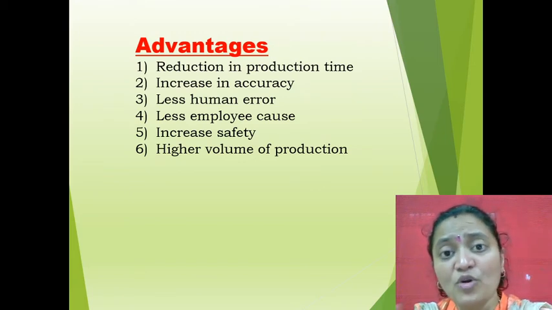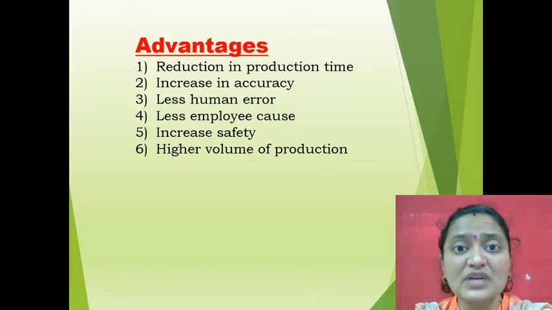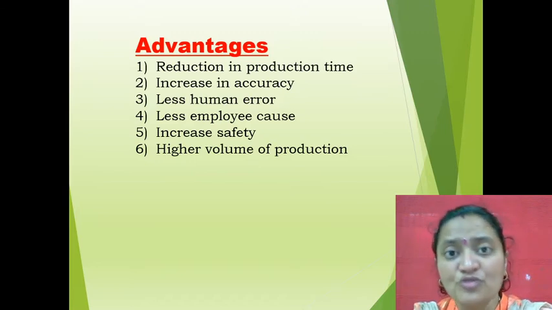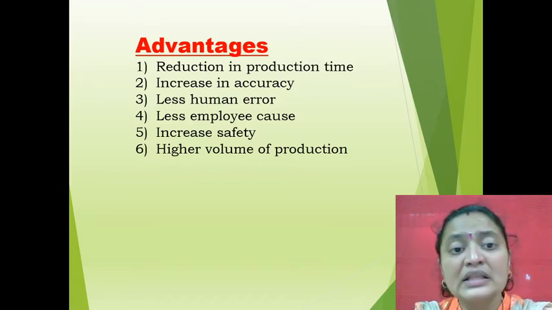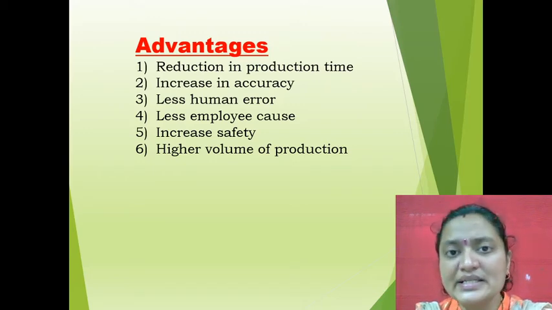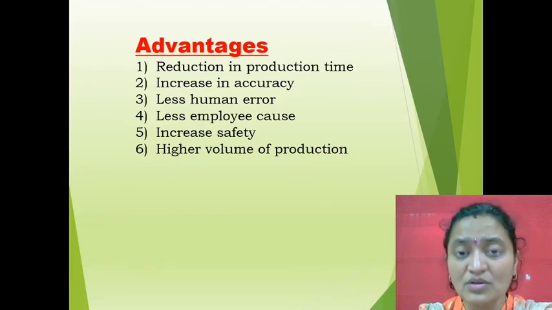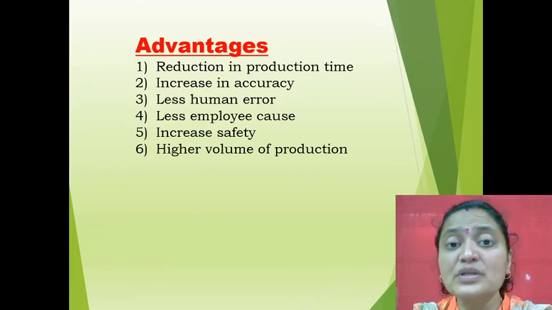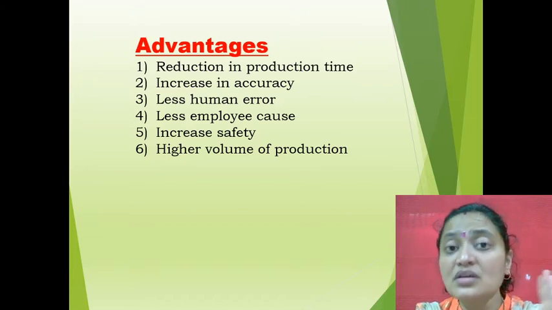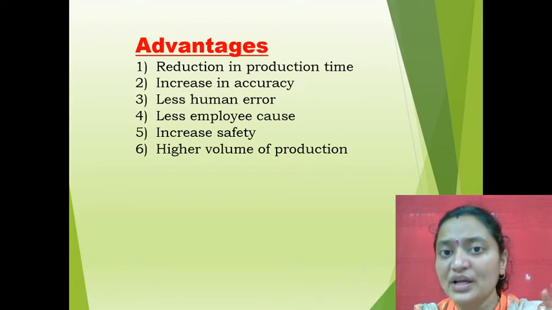Then less employee cost. Now what do you mean by less employee cost? Here what happens, the employees also may be facing some difficulties or problems in order to perform that particular work. Then the next one is increased safety. Now what do you mean by increased safety? Whichever machines are there should have proper safety measures, meaning the company should provide proper safety measures in order to operate that particular work.